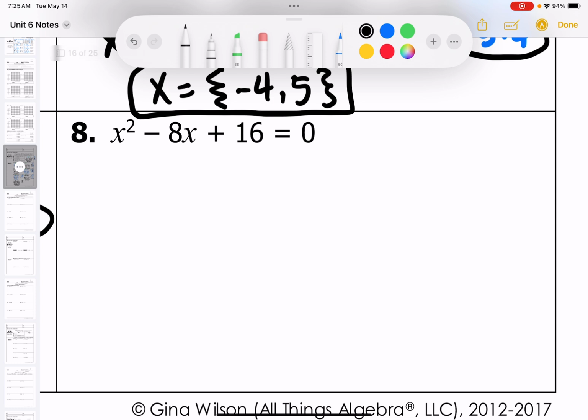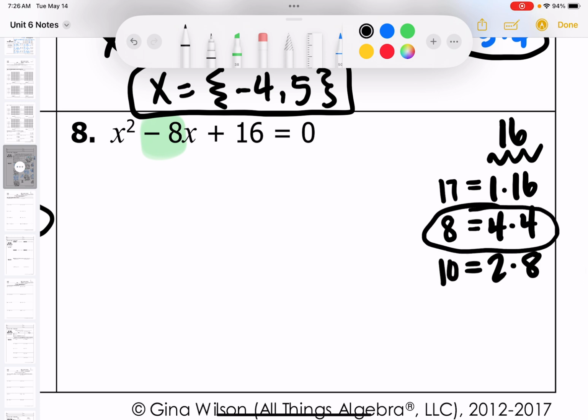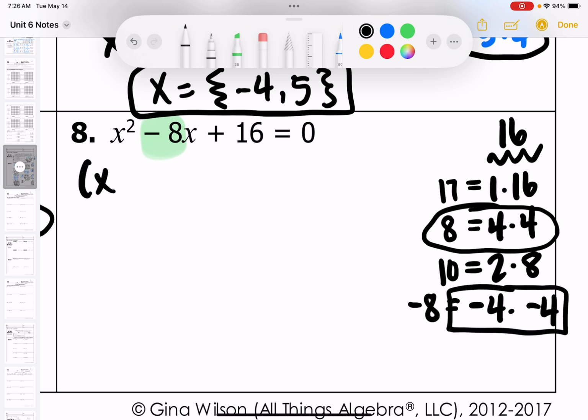It's already equal to 0, so I need to find things that multiply together to give me 16. All right, so from that list, I need to figure out which ones are going to add together to give me a -8. All right, so from this list, to get a positive 8, we can do 4 and 4, but to get a -8, I could do -4 times -4. So I'm going to be using 2 -4s.